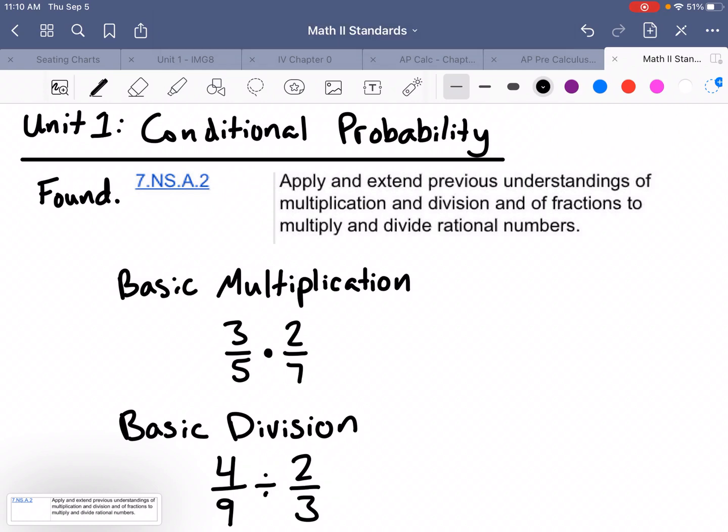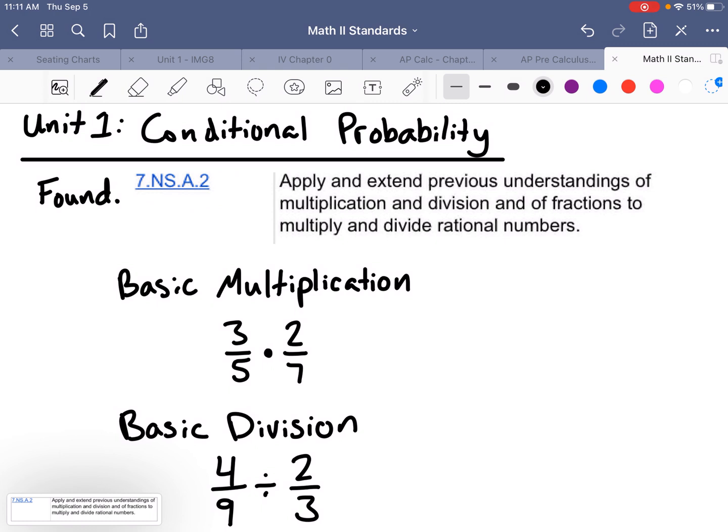Hey Math 2 students, this is a quick video on the foundational standard that you see there for our first unit on conditional probability. If you're not working on conditional probability and you just need some help with basic fraction multiplication, this video should help you as well.